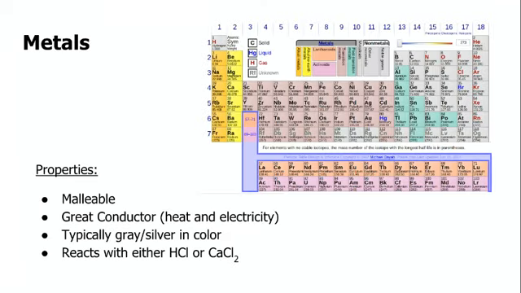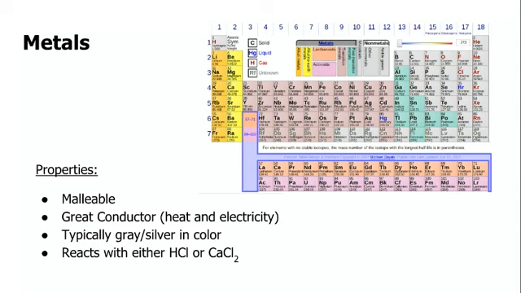Now, if we first take a look at metals, if you look at the periodic table, predominantly all to the left and down is your metals. And actually, most of the periodic table is comprised of metals. Now, we do have hydrogen as the exception to the rule, but pretty much to the left, we got metals.